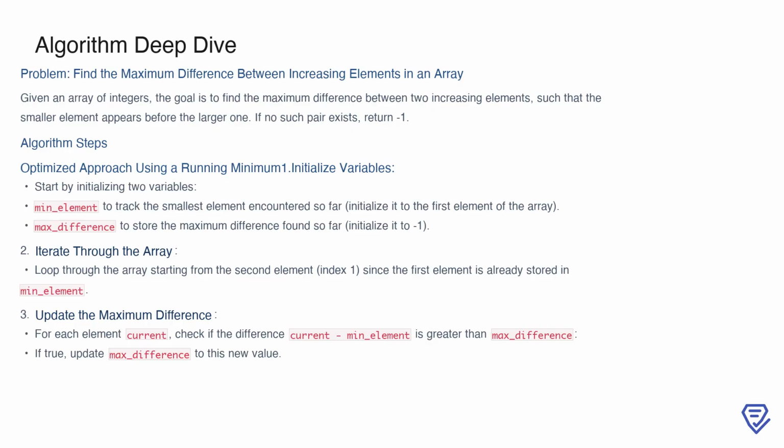The optimized approach makes use of a running minimum to keep track of the smallest value encountered so far. We start by initializing two variables, min_element, which is set to the first element of the array, and max_difference, which is initialized to -1. This ensures we handle cases where no valid pair exists. Next, we iterate through the array starting from the second element. For each element, we calculate the difference between the current element and the min_element. If this difference is greater than the current max_difference, we update max_difference to the new value. This way, we track the largest difference efficiently as we traverse the array.